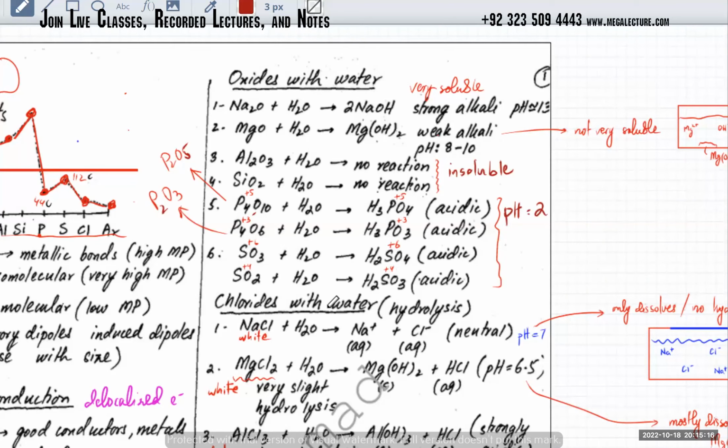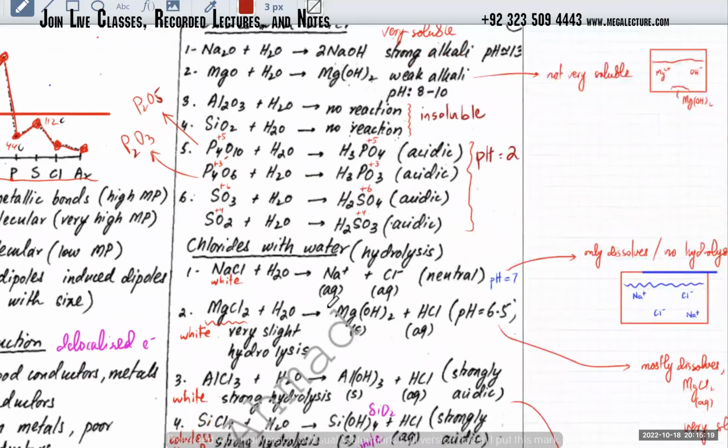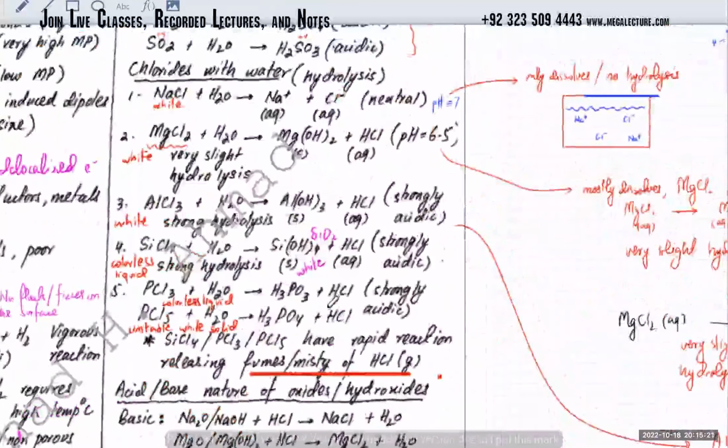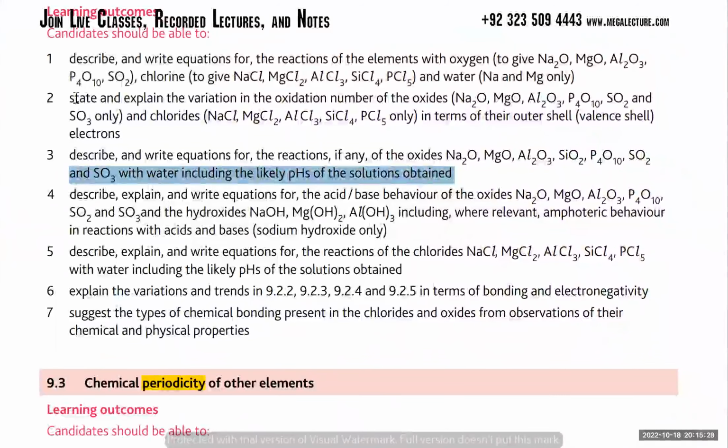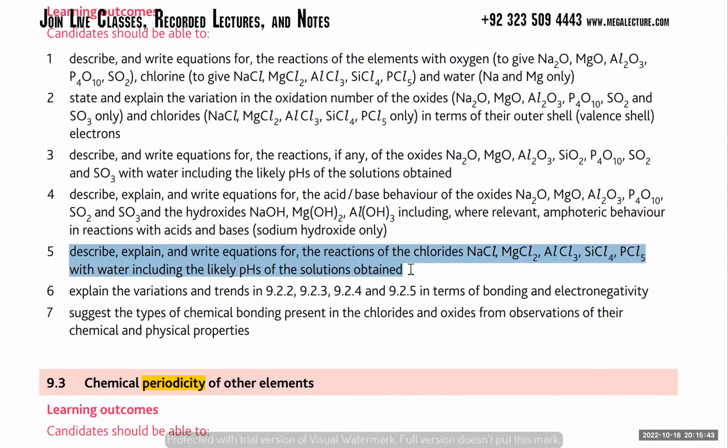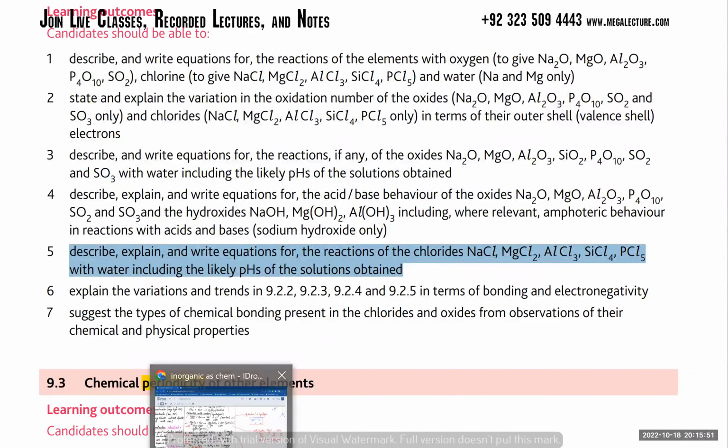Then you've got another thing, which is the reaction of chlorides with water. In the new syllabus, one second, let me open it. It's chlorides with water, I guess it's this one. This is the oxidation state, the reaction. So describe, explain and write equations for it. We're going to do that later. But describe, explain, and write equations for the chlorides with water, including the likely pH of the solutions obtained. So same thing, it's given over here.